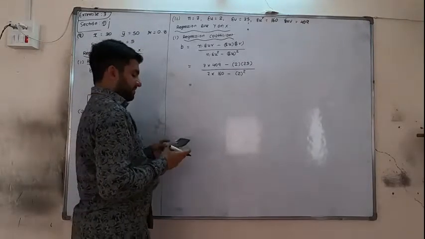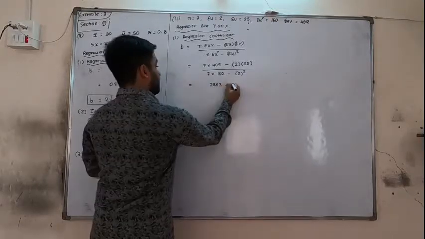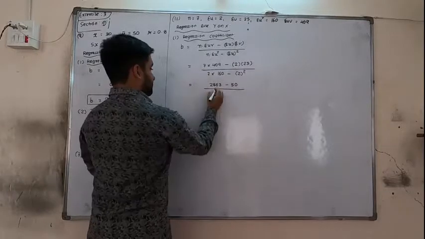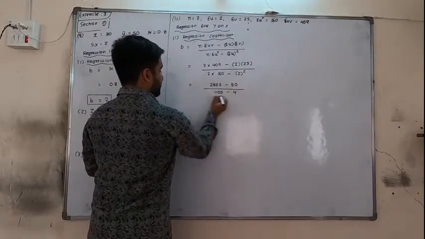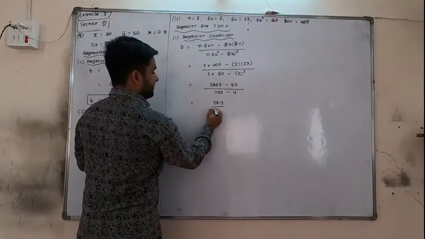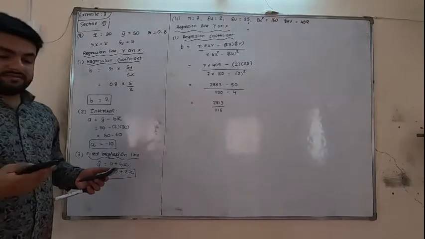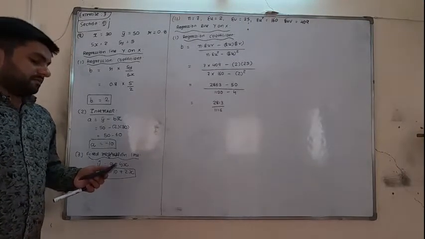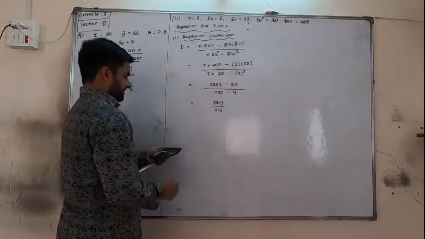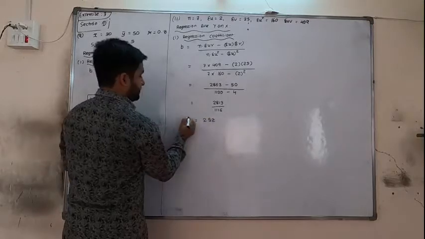7 into 409, 2863. 25 into 2, 50. 7 into 160, 1120 minus 4. So 2813 divided by 1160. So 2813 divided by 1160, 2.52.